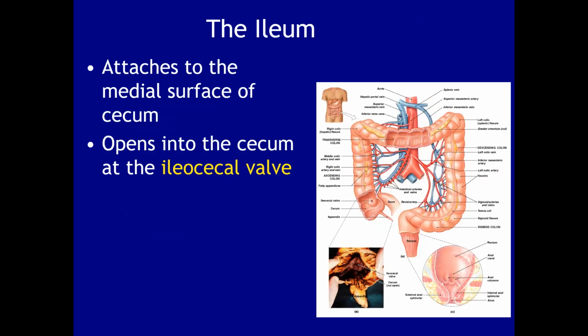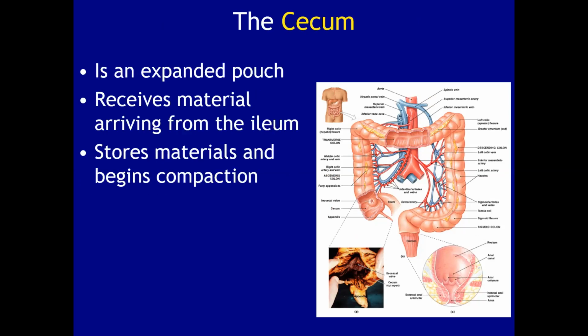So the ileum, the last portion of the small intestine, attaches to the cecum, and it opens up at the ileocecal valve that I just pointed at you. So the cecum itself is part of the large intestine. It is an expanded pouch. It receives the material from the ileum, and it starts the compaction and stores material.